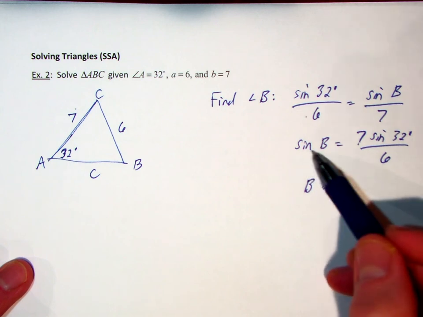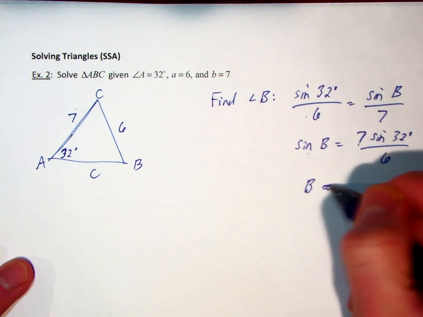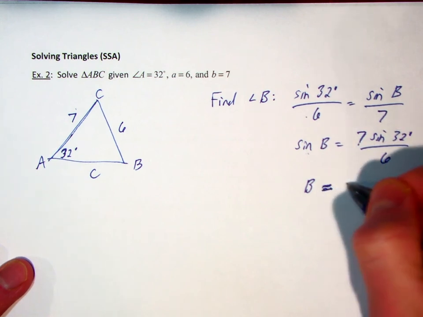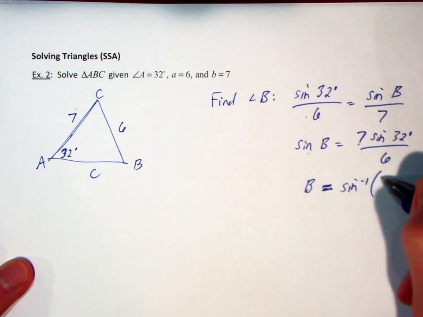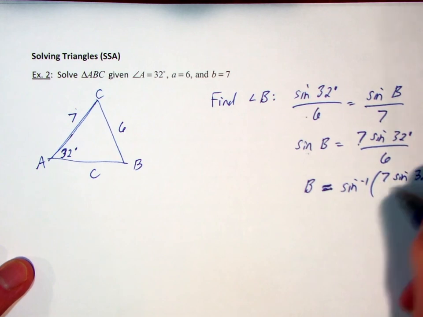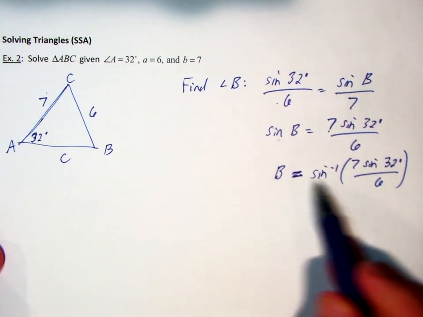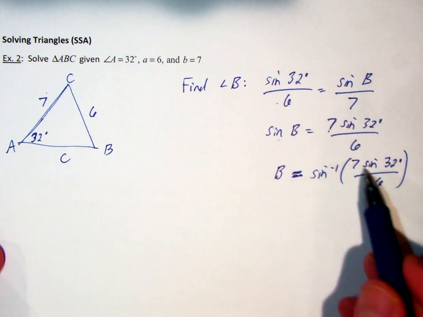So the way to get rid of the sine function is to do the inverse sine of both sides. So B is going to be the inverse sine of all that stuff on the right: inverse sine of 7 sine 32 degrees over 6. Okay? So just type this in your calculator exactly like that.